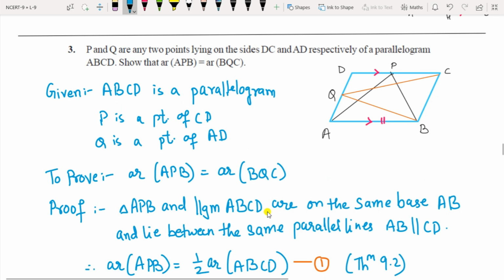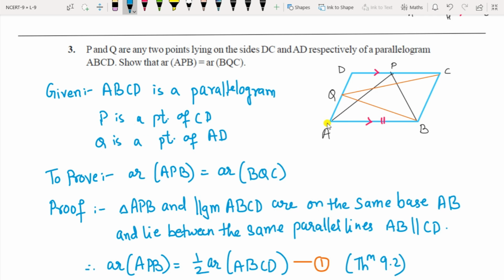Question 3. P and Q are two points lying on the sides DC and AD respectively of a parallelogram ABCD. You have to show that the areas of these two triangles are equal. So ABCD is a parallelogram, P is a point on CD and Q is a point on AD here. You have to prove that the areas of the two triangles are equal.